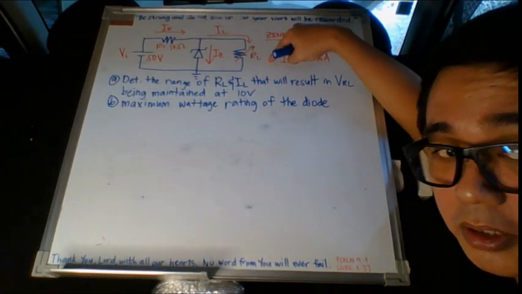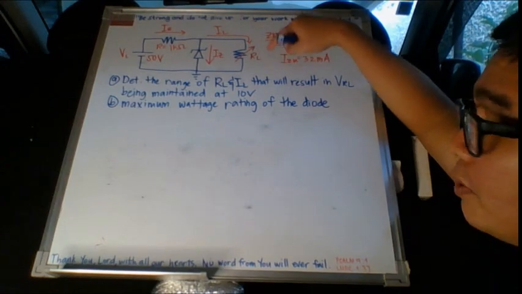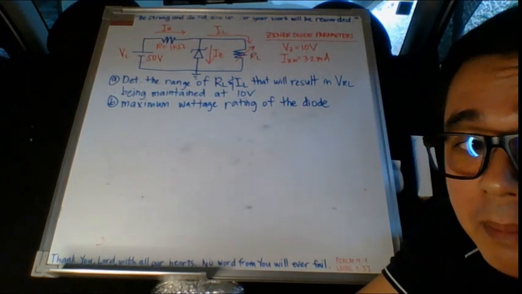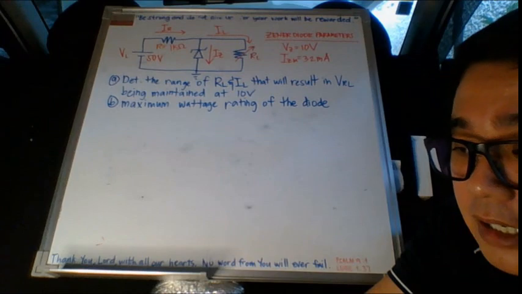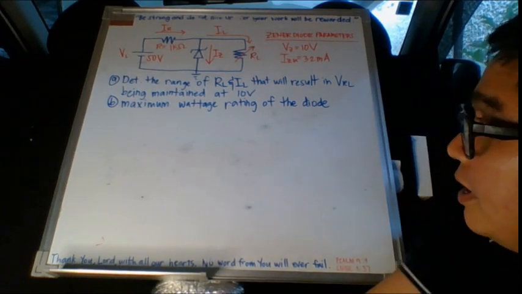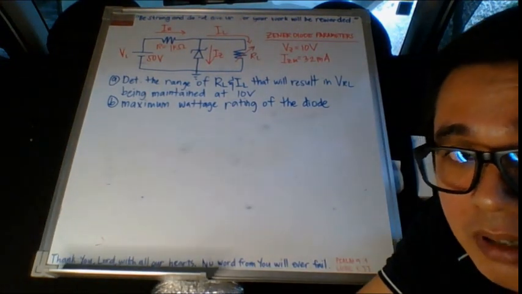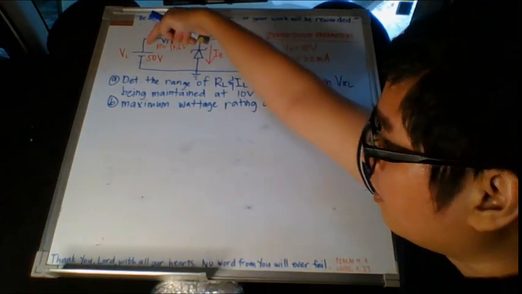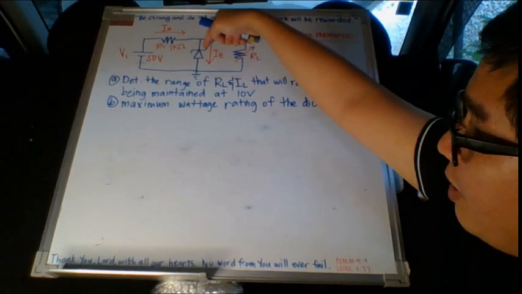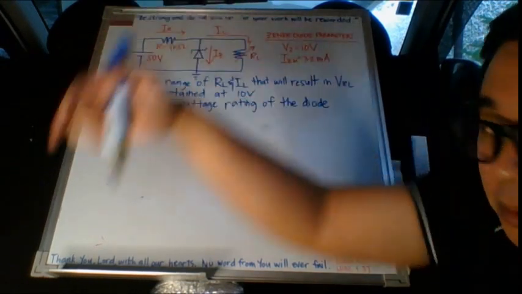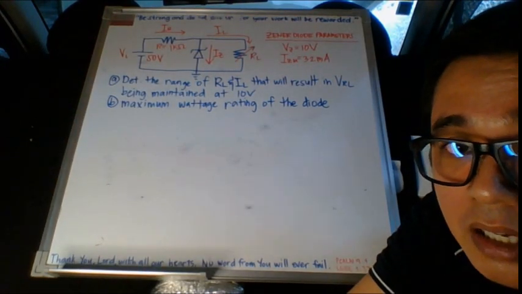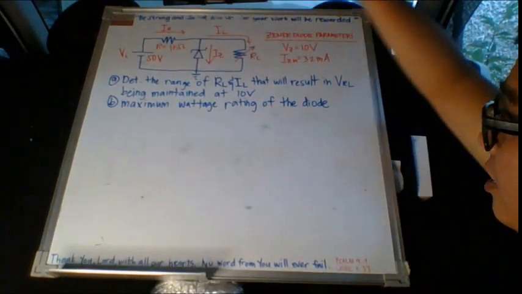We have a variable load resistor. So later on, ito yung hahanapin natin. So we will have a minimum and we will have a maximum value for the impedance of the load. And then we have the Zener diode. Ganun pa rin naman, naka-reverse bias yung ating Zener diode. So let us check. We have the positive to cathode and negative to anode. So it's properly biased.